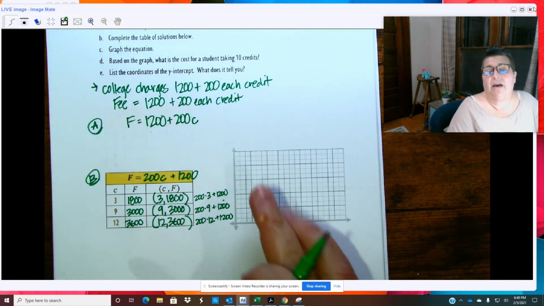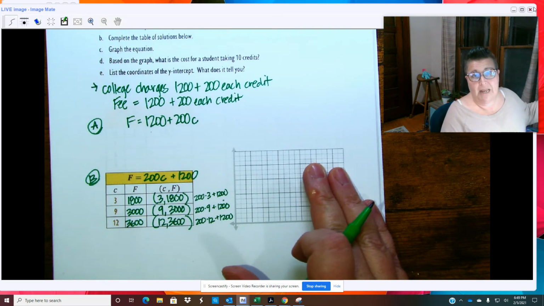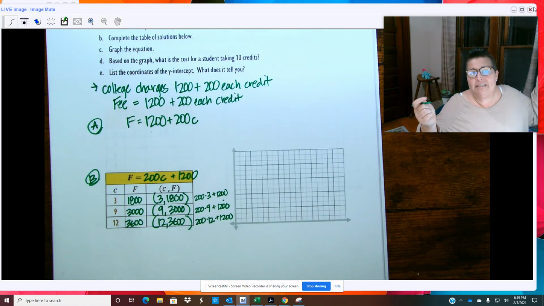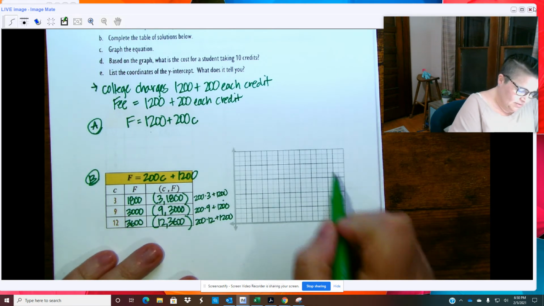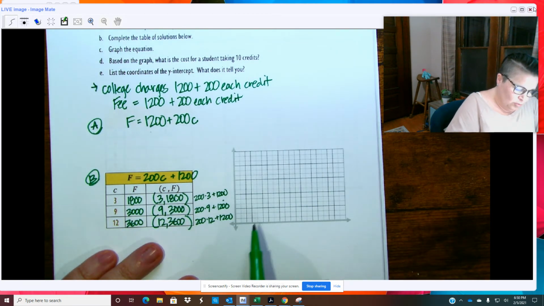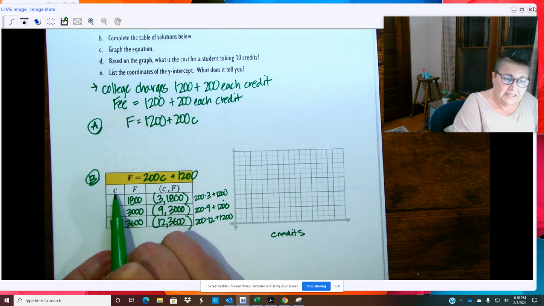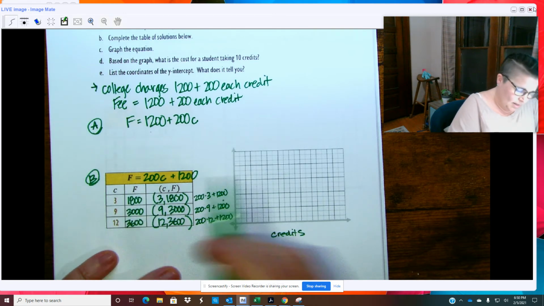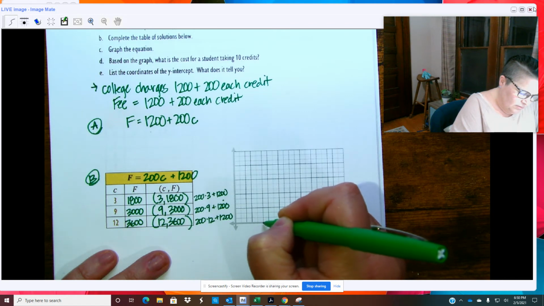Notice on the graph, I've only done the first quadrant because you don't owe negative money. If I'm not taking any courses, that's a -3 credits. The college pays me. It doesn't work that way. All right, so I'm only using the first quadrant. The credits would go along the x-axis. So these would be our credits because notice that's in the x place and that's in the y place. So 1, 2, 3, 4, 5.